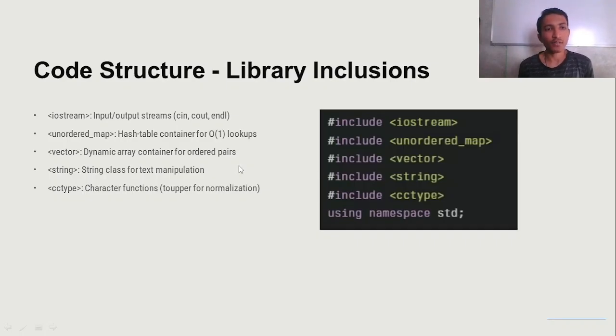For the string library, because I have to perform operations on strings, I will require the string library, because my Roman numerals are stored in the form of a string. Now this cctype library is a special library for using character functions. Here I am using it for a special function, that is toupper, which converts a lowercase letter to an uppercase letter.